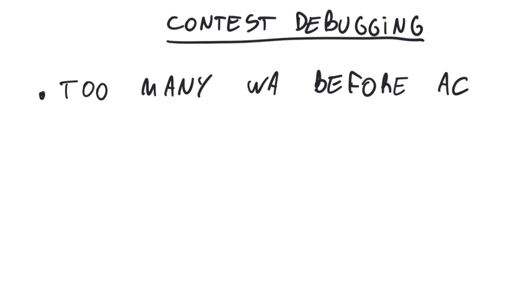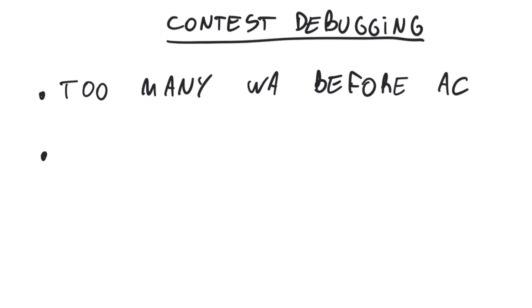So if you get too many wrong answers before getting some accepted solution, you need to improve your testing before submitting. This is actually important to get your penalization time to be low, and it's also important not to waste time doing a lot of debug and submit iterations, which actually take time.